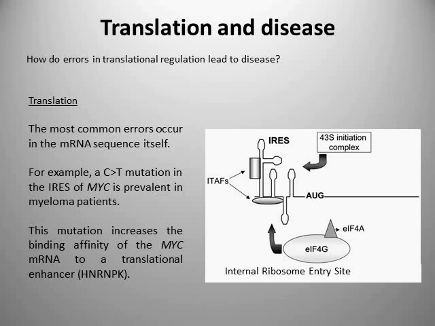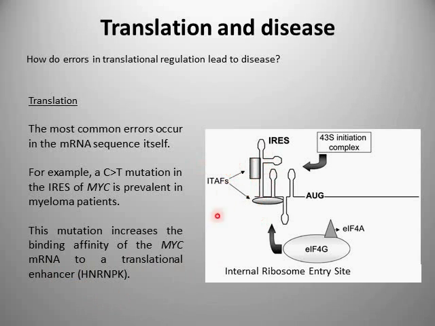And a very important gene called MYC, which is a proto-oncogene, opts to use an IRES in order to translate its mRNA into protein. Now occasionally you can detect mutations in this IRES sequence. A C to T transversion mutation is particularly common in patients who suffer from myeloma. So a change to this IRES structure results in cancer due to a change in the affinity that the MYC mRNA has for a translational enhancer protein called HNRNPK.